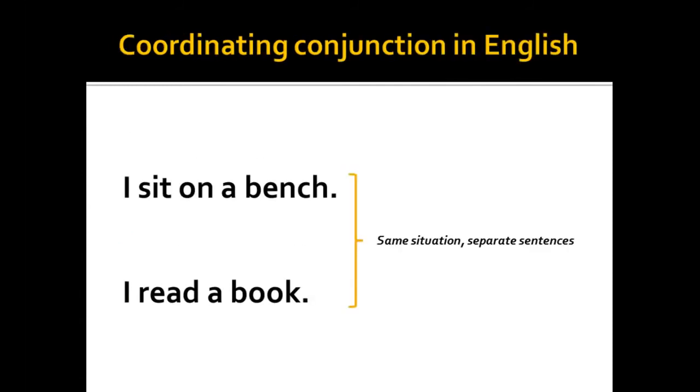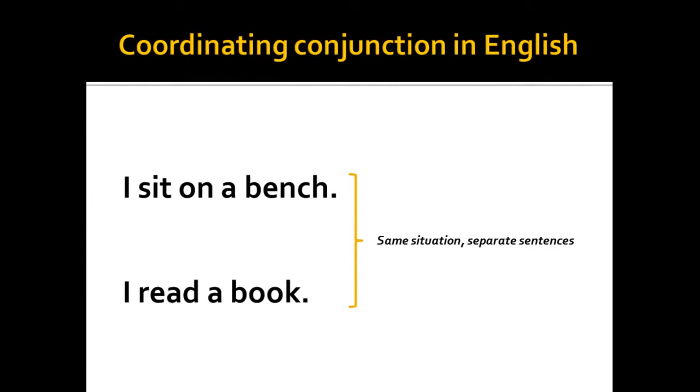So beginning first with an example in English, we have essentially the same situation, although I'm using 2 separate sentences to describe it. I sit on a bench, I read a book. Now, even if I say these sentences to you as they are displayed on a screen, you would understand what I'm doing. It nevertheless sounds kind of simple, right? I sit on a bench, I read a book.